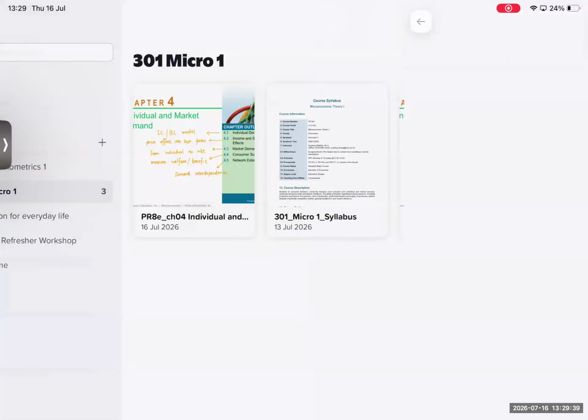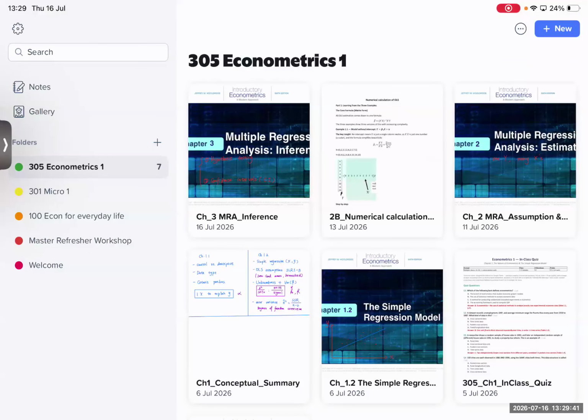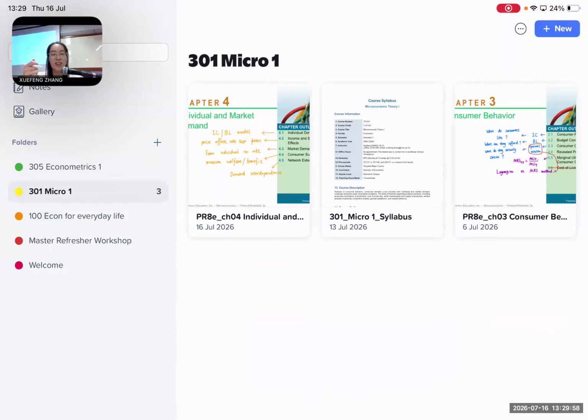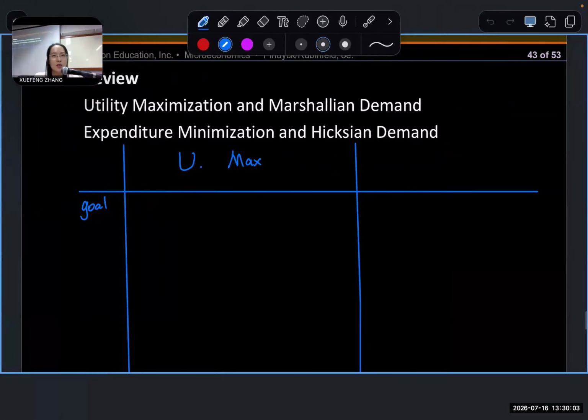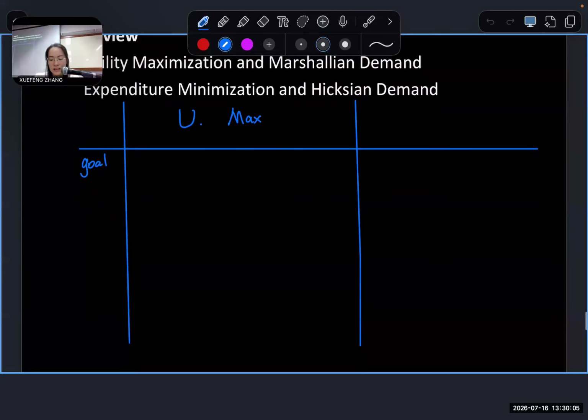Econometrics. This one. It's a combination of statistics, mathematics, and economics, okay? That's why you need a fundamental skill in statistics and mathematics. But unfortunately for microeconomics, it's about optimization. That's why you need mathematics as well. So here, we use Lagrangian, okay? You have to know how to do it. Okay, let me continue. What is the goal?